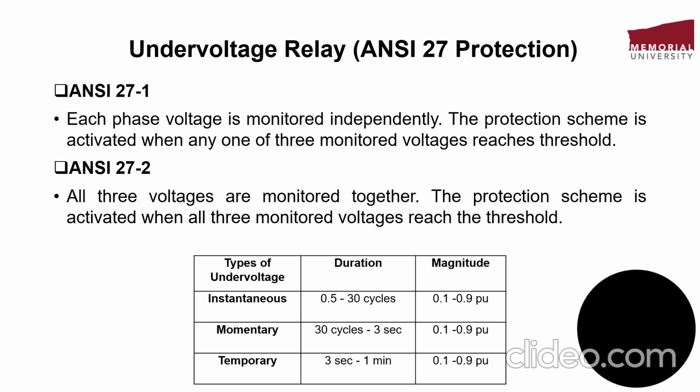While if the duration of the undervoltage dip or sag is 30 cycles to 3 seconds and its magnitude is 0.1 to 0.9 per unit, that type of undervoltage will be momentary undervoltage. And if the duration of undervoltage is 3 seconds to 1 minute and its magnitude is 0.1 to 0.9 per unit, then that undervoltage is defined as temporary undervoltage.